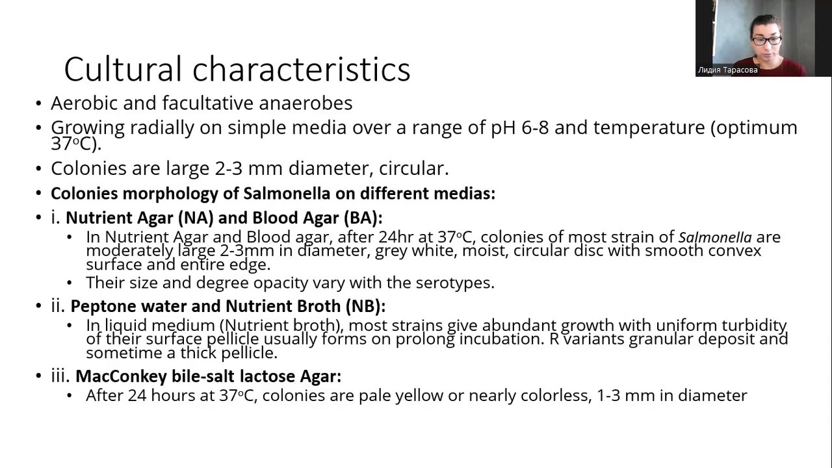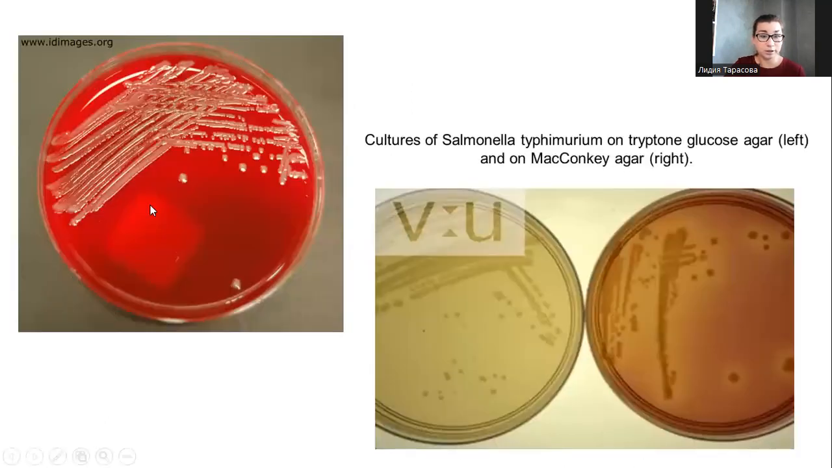In peptone water and nutrient broth, we can see abundant growth with uniform turbidity. A pellicle usually forms on prolonged incubation. But more often to cultivate Salmonella we use MacConkey bile salt lactose agar, and on this agar Salmonella form pale yellow or nearly colorless colonies. So this is blood agar, and we can see gray smooth colonies, and this is MacConkey, and on MacConkey agar Salmonella form colorless yellow colonies.